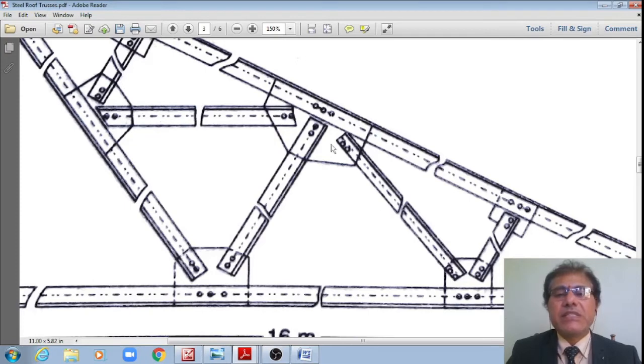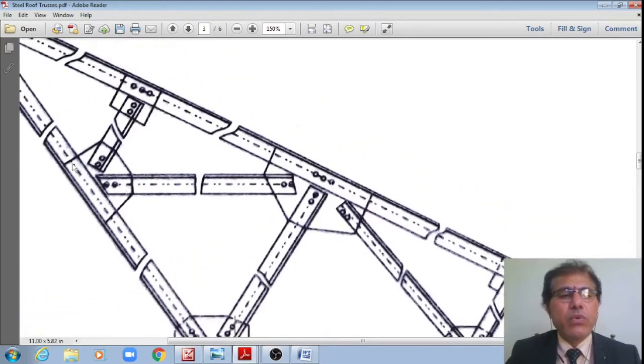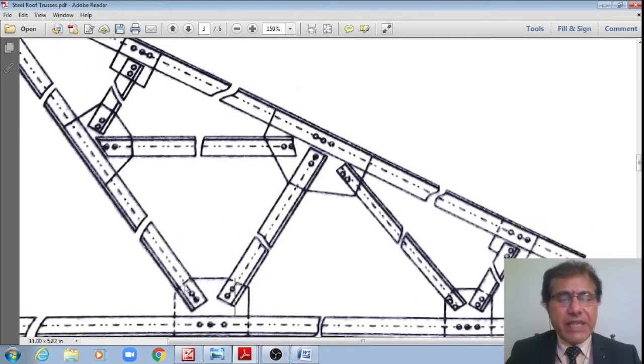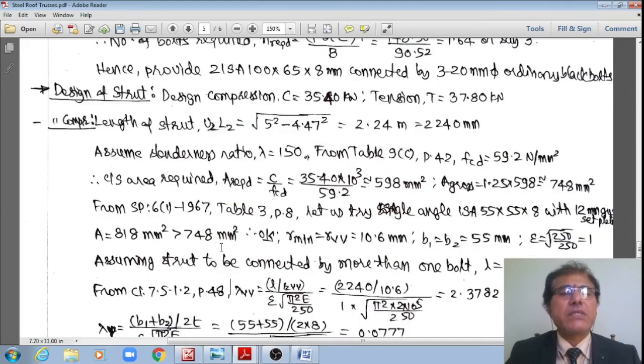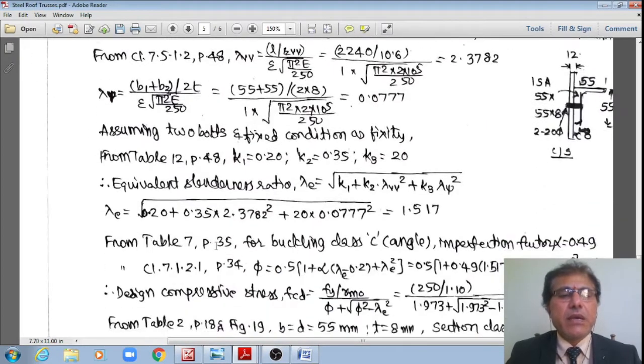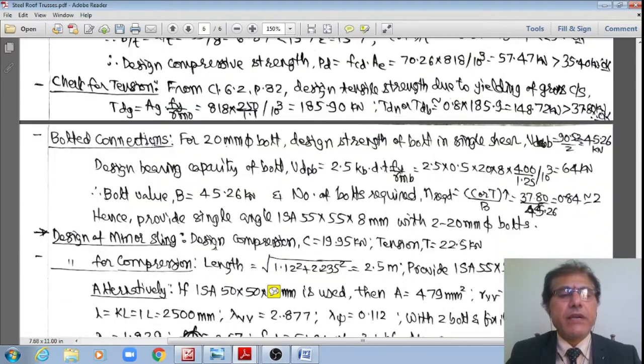Both lengths are the same, connected by means of 220 mm bolts to one side of a gusset plate. Please see like this, to one side of a gusset plate using 220 mm bolts. Now, that is how the design is. Once this design is over, I'll move to the design of the major sling. Now let us move quickly to the last design, the design of the major sling, student.